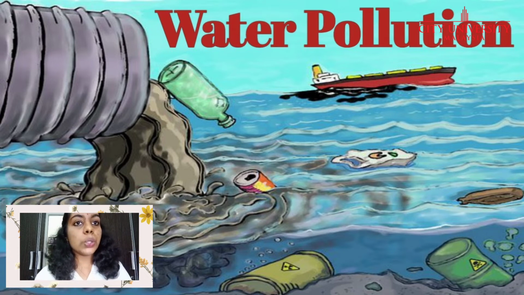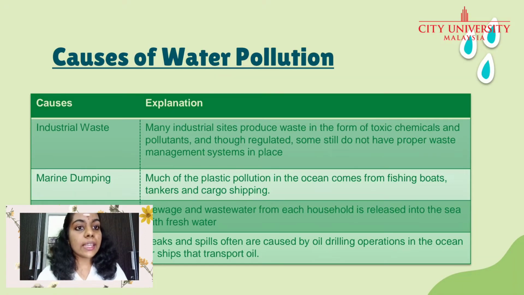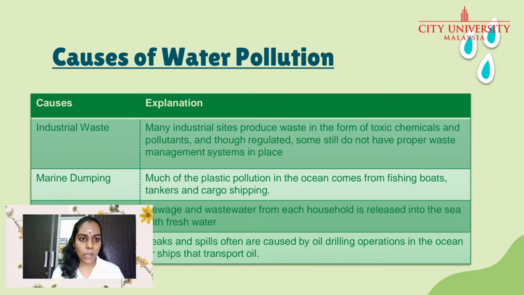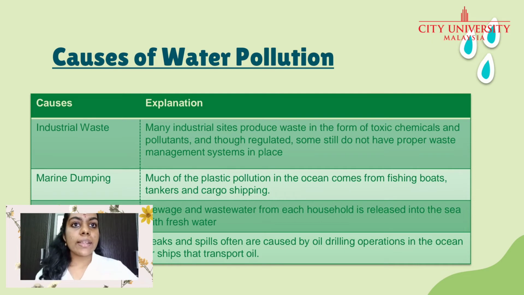When discussing the issue that can arise due to water pollution, there are four major factors that lead to this occurrence. In my opinion, I think that the first cause of water pollution is industrial waste. Many industrial sites produce waste in the form of toxic chemicals and pollutants. And though regulated, some still do not have proper waste management systems in place. Waste from agricultural sites, mines, and manufacturing plants can make its way into rivers, streams, and other bodies of water that lead directly to the sea.